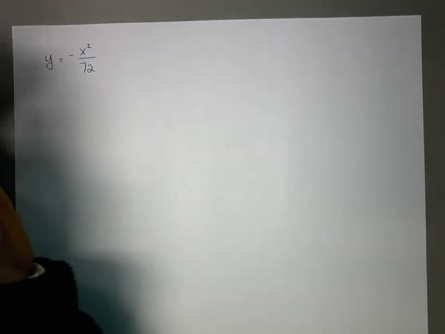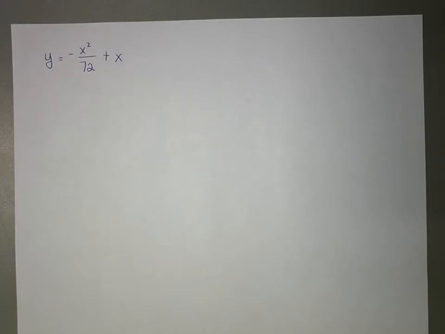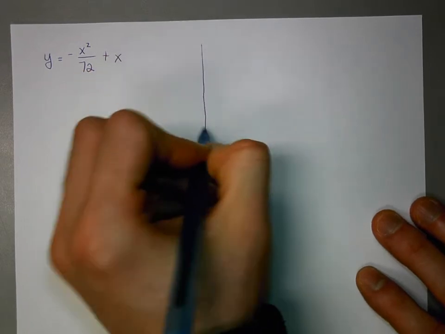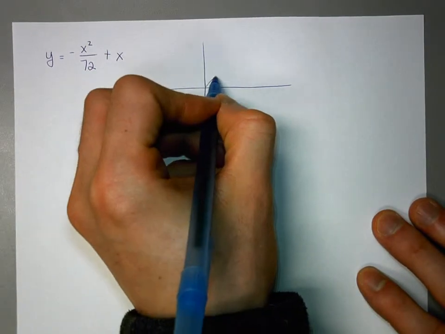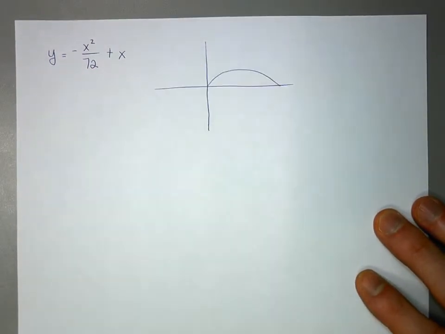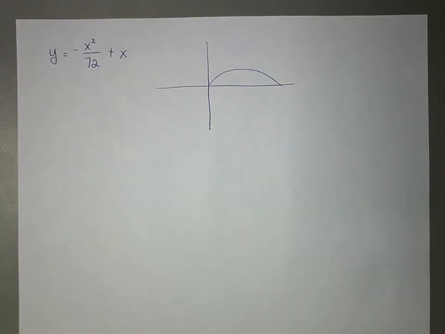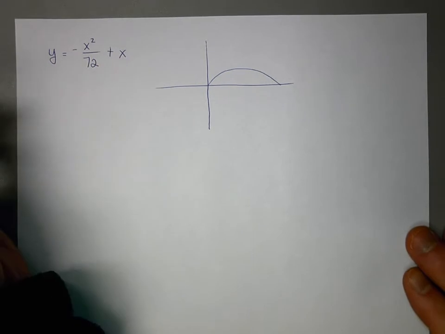And we said that y equals negative x squared over 72 plus x is going to give me the path a football travels. And if you plug that into your calculator, you could see that the graph looks something like that. That's realistically what a football does. A couple things we want to add to this.